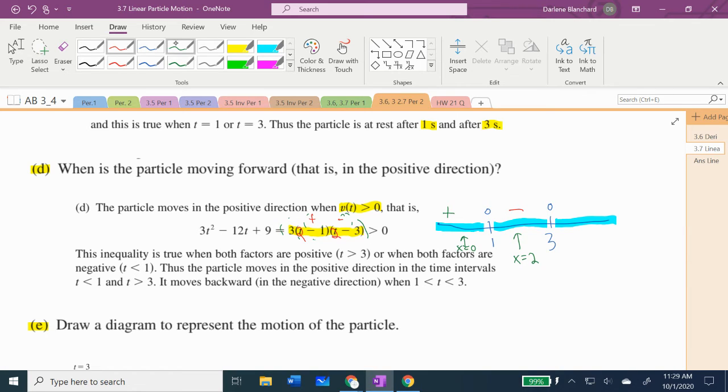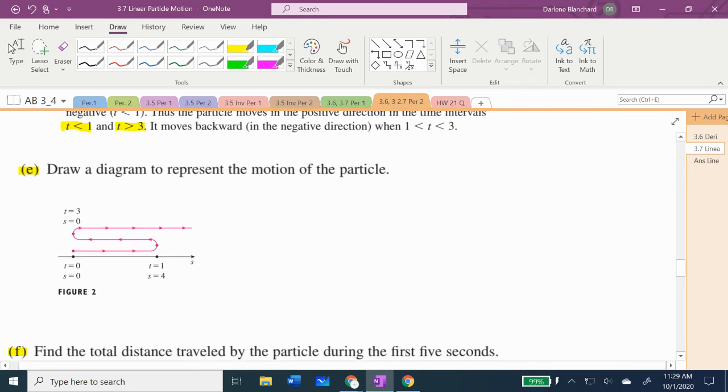Boom. Then I can pick some x coordinate within the interval of greater than 3 and plug that into t, and I will say it again, I only care about whether I'm getting positive or negative, not the actual number. So plugging a 4 in here, I'm getting positive. Plugging a 4 in here, I'm also getting positive, and a positive times a positive is a positive. So the answers are, it is moving forward when t is less than 1 and when t is greater than 3. You can write that in interval notation if you like. I'm going to keep going.